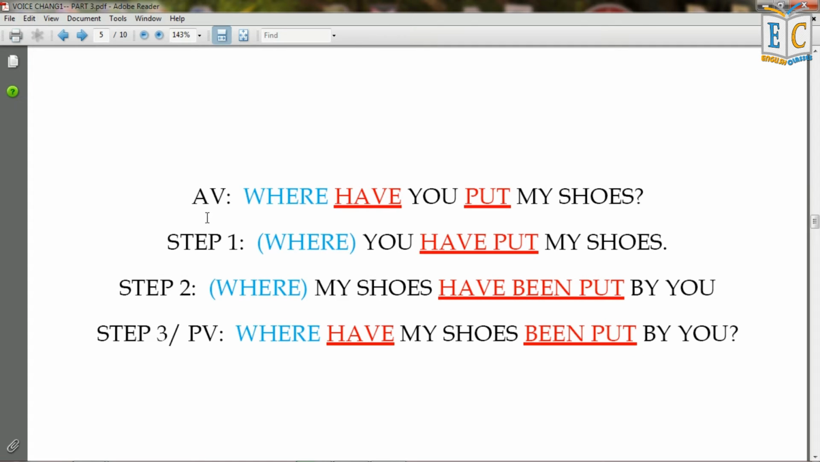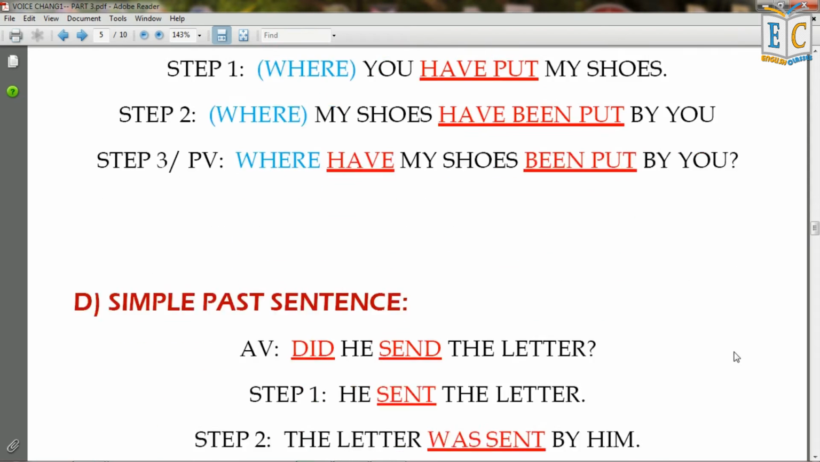In an active voice sentence, where have you put my shoes? Becomes in step 1, where you have put my shoes. In step 2, it becomes my shoes have been put by you. In step 3 of the passive voice form, it becomes where have my shoes been put by you.